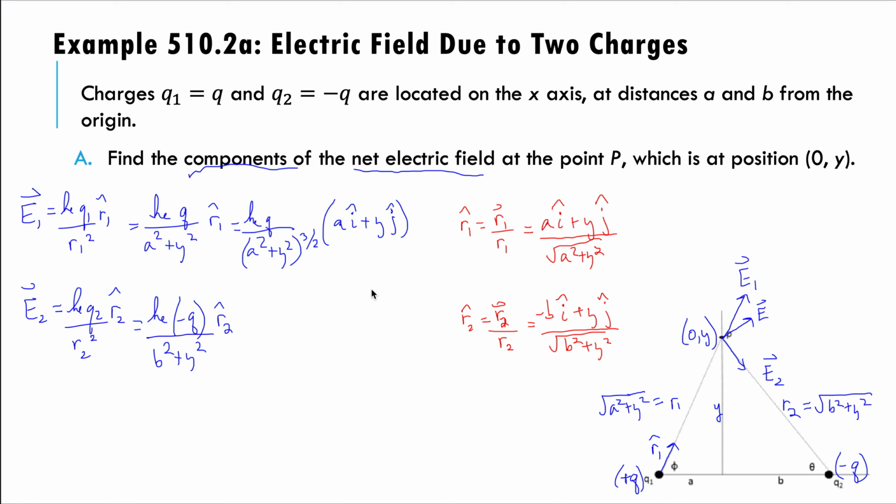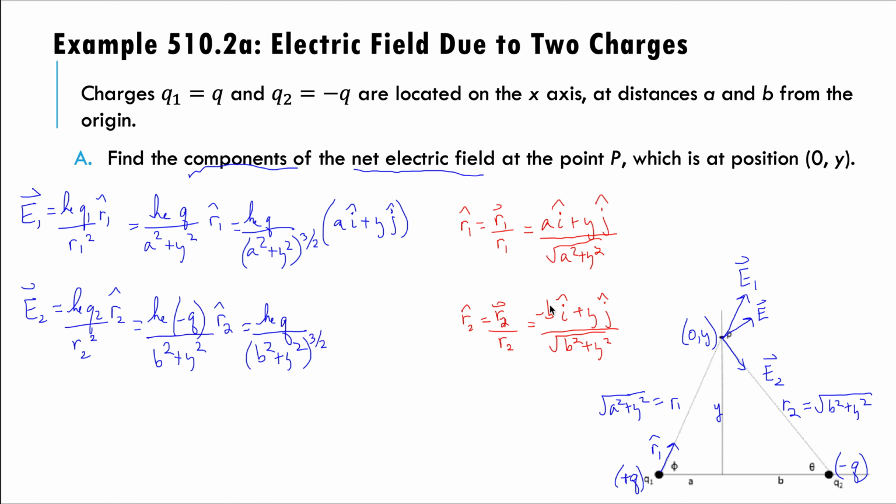And now we are ready to plug in everything that we know. We're going to have k_e Q. I'm going to distribute the negative to this term over here. In the denominator, we're going to have b squared plus y squared to the 3/2.